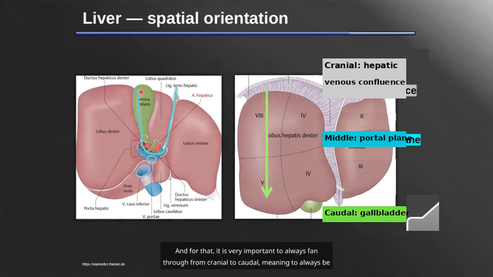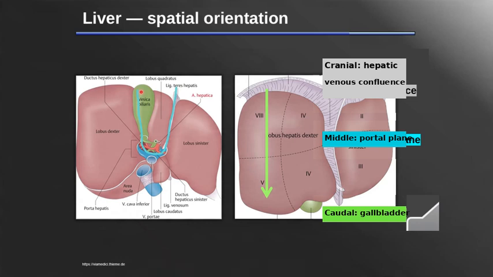And for that, it is very important to always fan through from cranial to caudal, meaning to always be conscious of defining the cranial and caudal boundaries. When am I cranial? When I see the hepatic veins. When am I caudal? On the right side, for example, when I have the gallbladder.